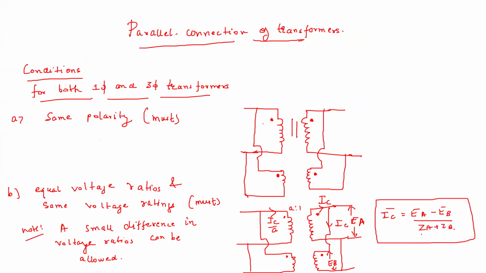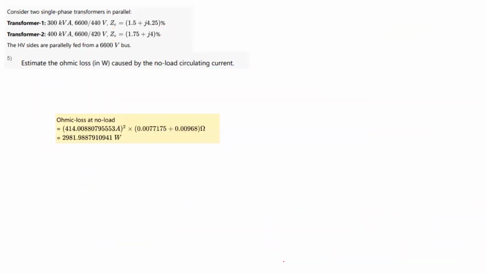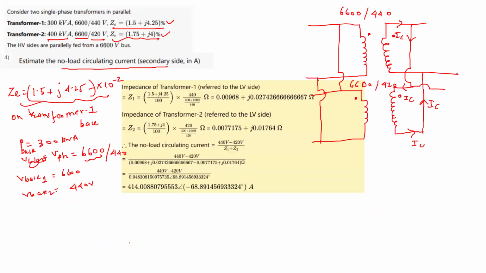Now these impedances you have to take in ohms. So ZA, the impedance of transformer 1, and ZB, the impedance of transformer 2, you have to take on their own base. So that is what we will do. Here we have EA as 440 volt. EB is 420 volt.